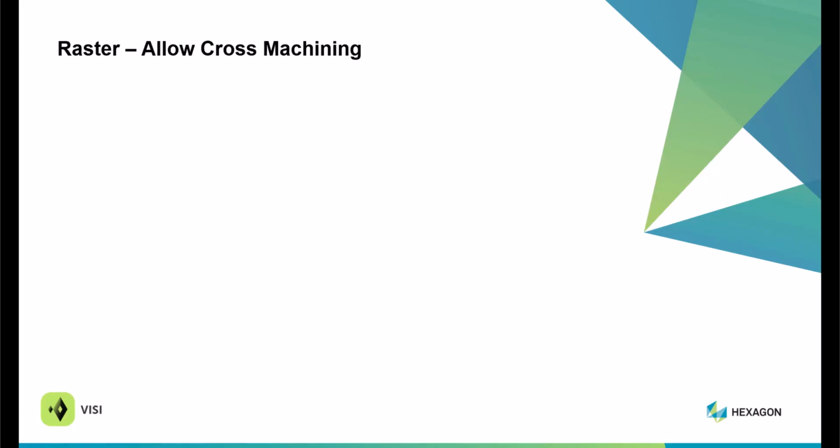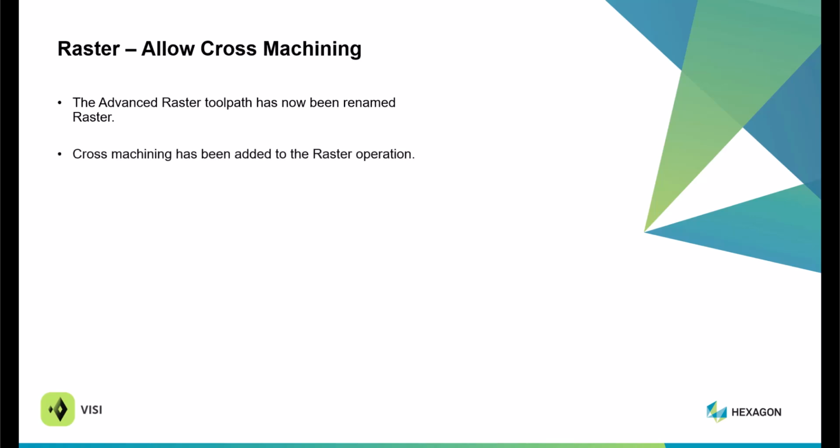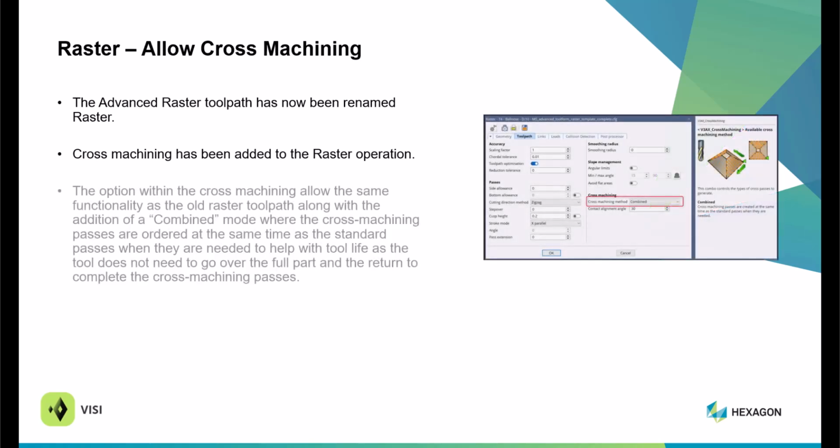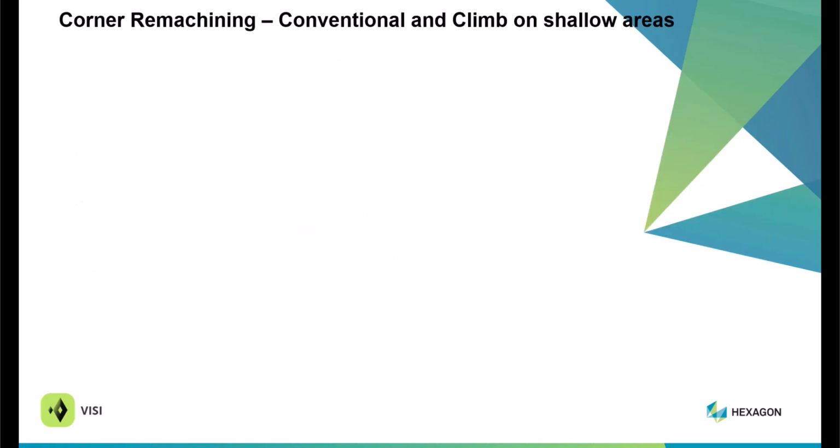Raster. Allow cross machining. The advanced raster toolpath has been renamed just to raster. Cross machining has been added to the raster operation. This option with cross machining allows the same functionality as the old toolpath, along with the combine mode, where cross machining passes are ordered at the same time as standard passes when they are needed to help with tool life, as the tool does not need to go over a full part and return to complete the cross machining pass.